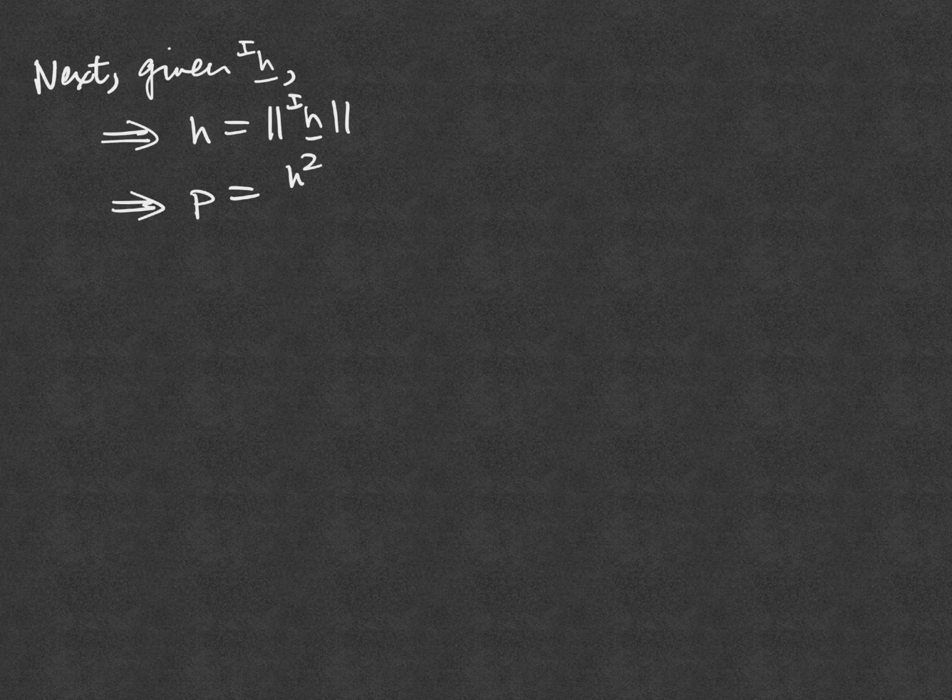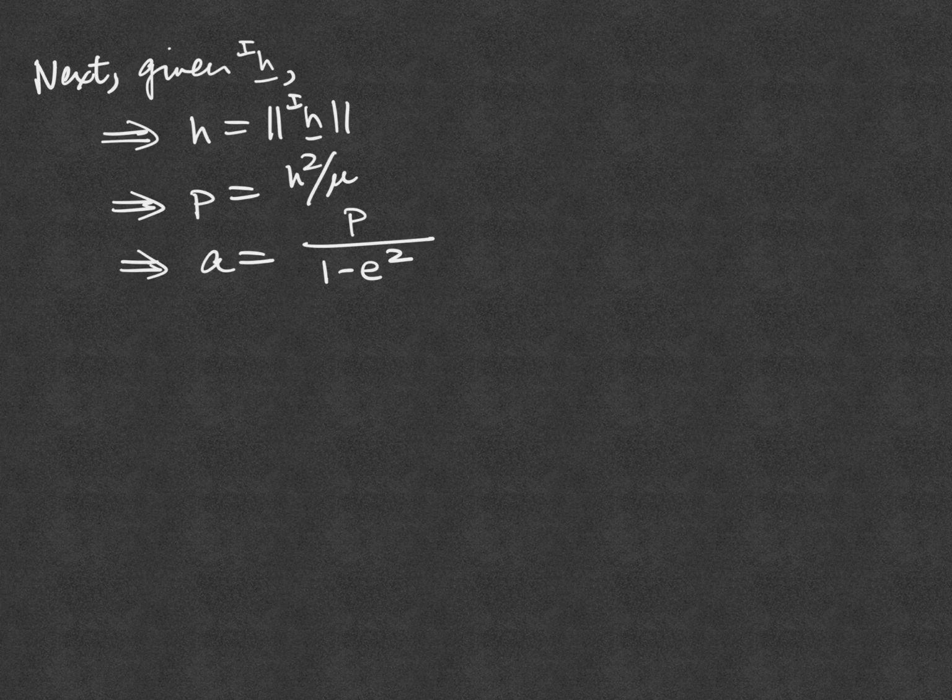Given HI, we can compute the magnitude of HI, which is just H, and from that we can compute the parameter, which is equal to H squared over mu, because again we're given mu. So we know what mu is, and as a result we can compute H squared over mu. Once we have that, we can compute the semi-major axis, which is equal to P over 1 minus E squared, because we have E. So that gives us the second orbital element. Now A and E are both computed from R and V.